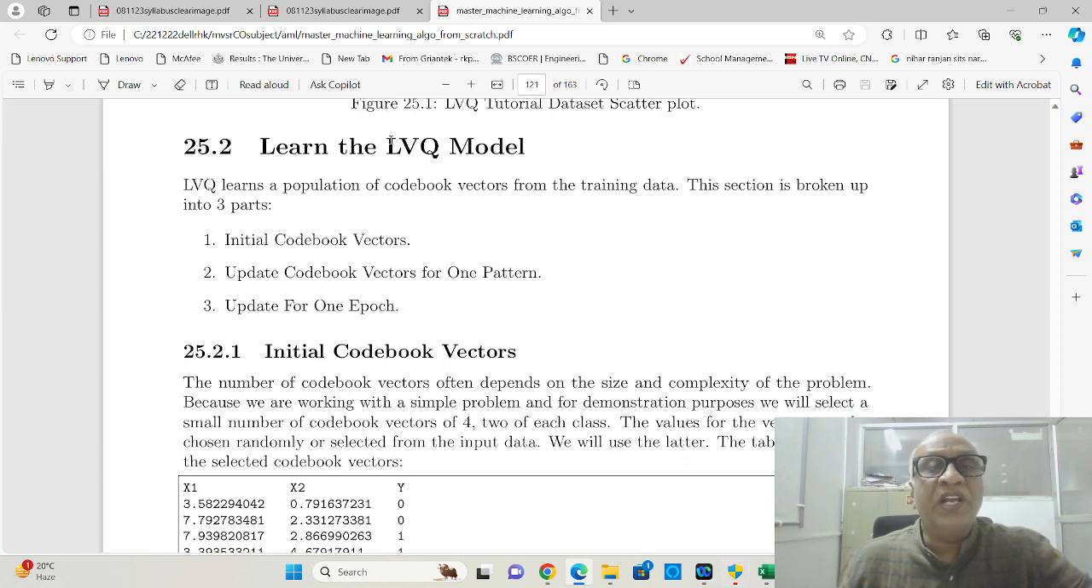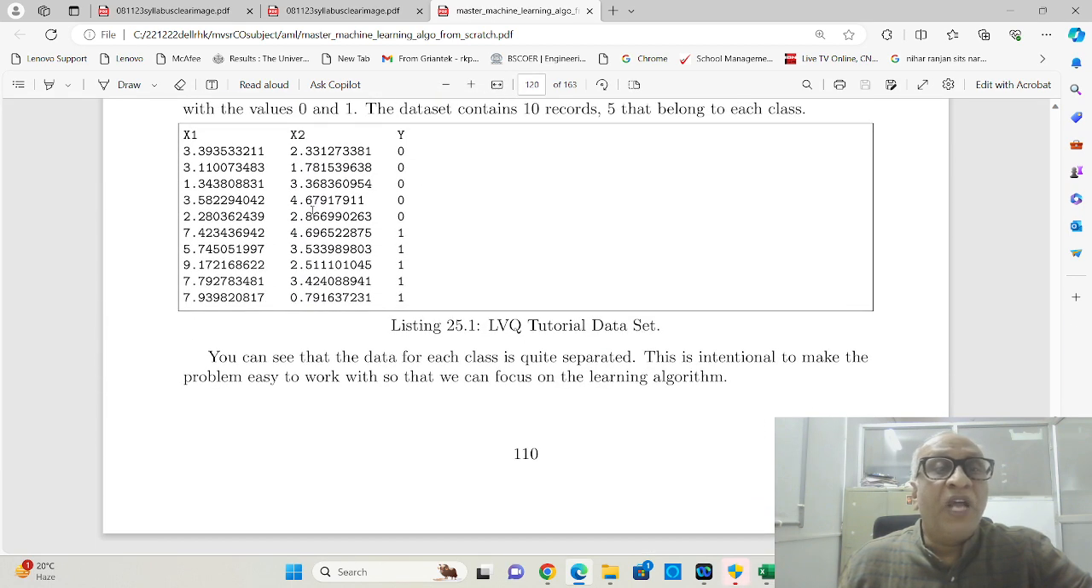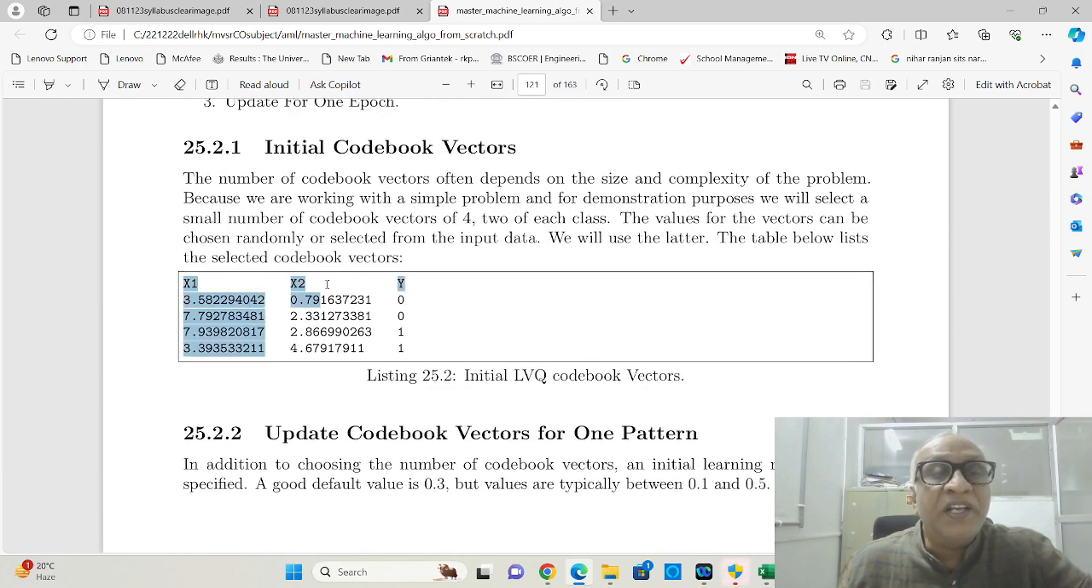How does learning happen in the LVQ model? First is the initial codebook vectors. Second is updating the codebook vectors for one pattern. Third is updating the codebook for one epoch. From these 10 records, we randomly took the initial codebook vectors. How many are there? Four: 2 from class 0 and 2 from class 1. So we have randomly taken these X1 and X2 values.